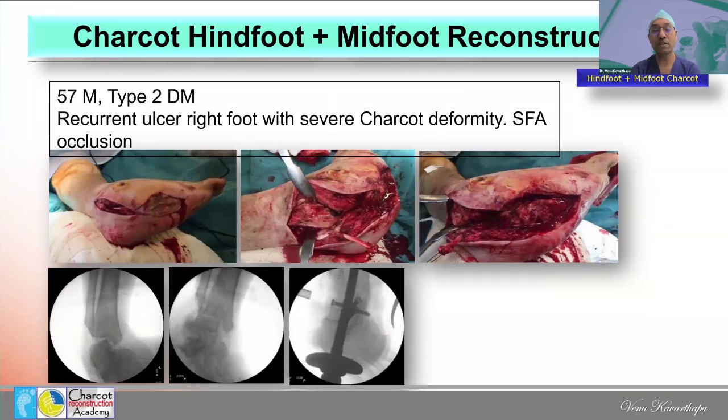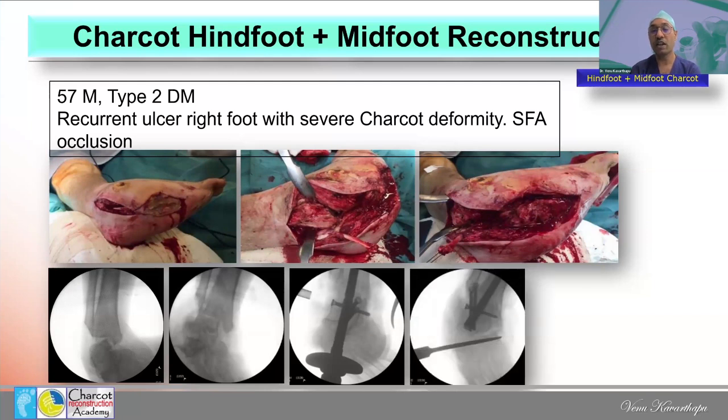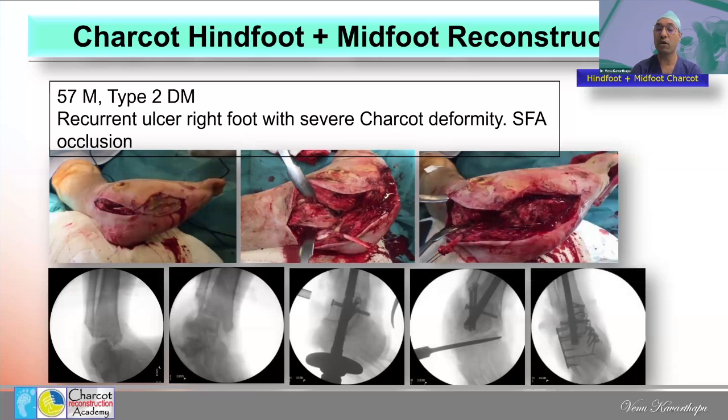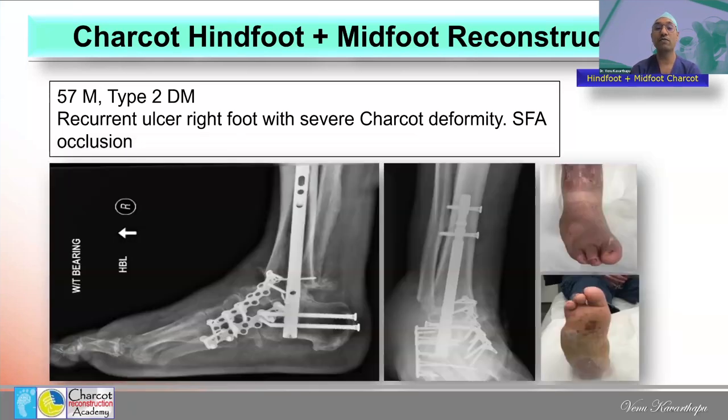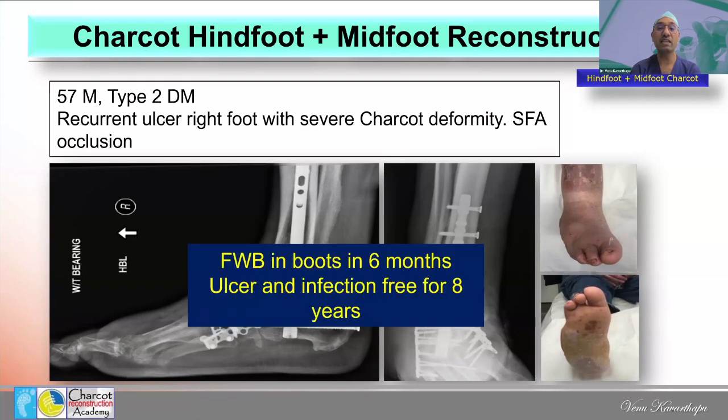Once you correct both of them, achieve compressive nail fusion, and then the residual midfoot deformity can be corrected using osteotomies and then fixed using whatever plates or beams, whatever techniques. But in those days, when this patient had the surgery done, only plate options were available. And the patient has been ulcer-free and infection-free for 8 years.